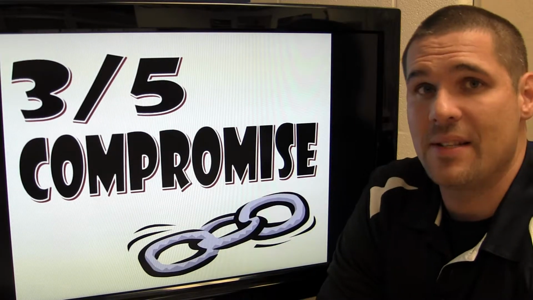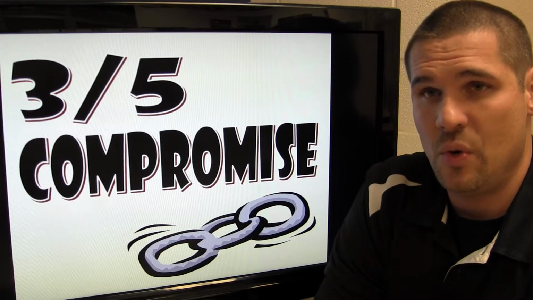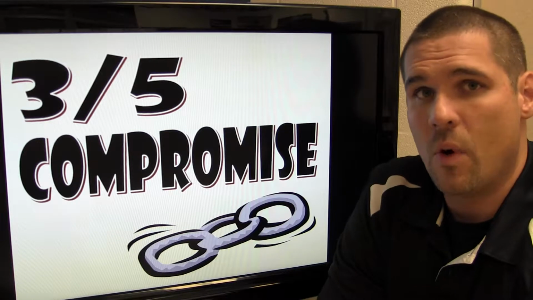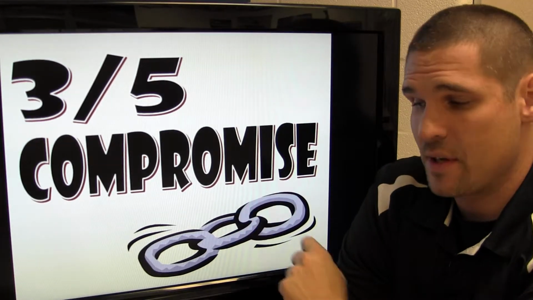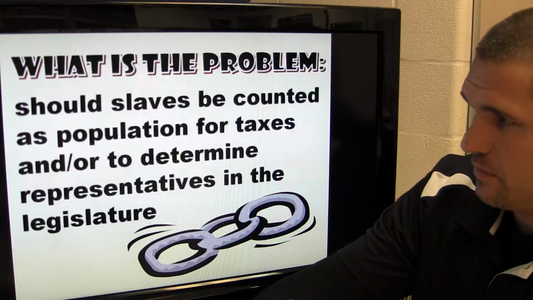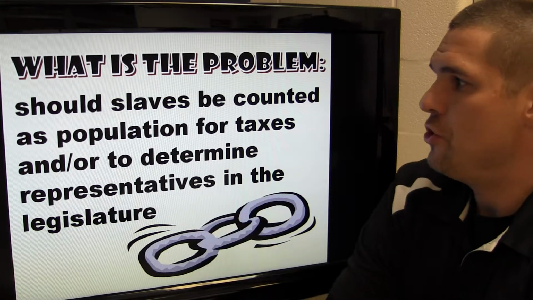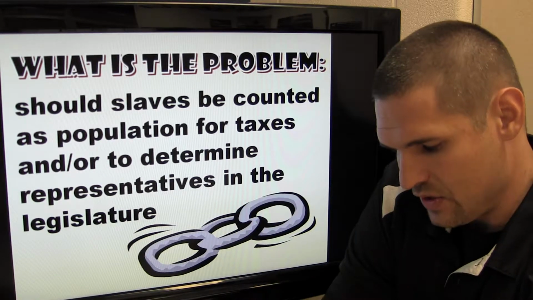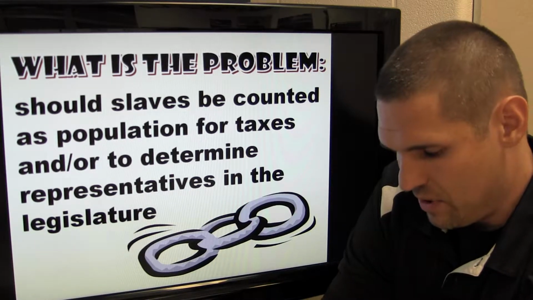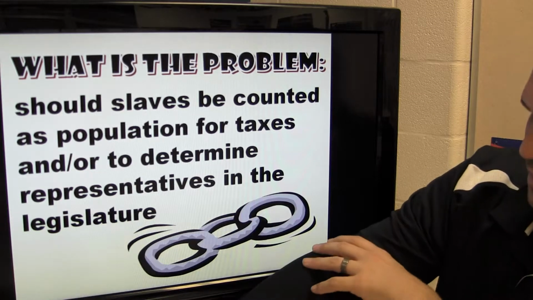The compromise that saves the convention on this issue of slaves, how do we count them for taxation and representation, is going to be settled by the 3/5 compromise. Here's the problem. Should slaves be counted as population for taxes and or to determine representatives in the legislature?